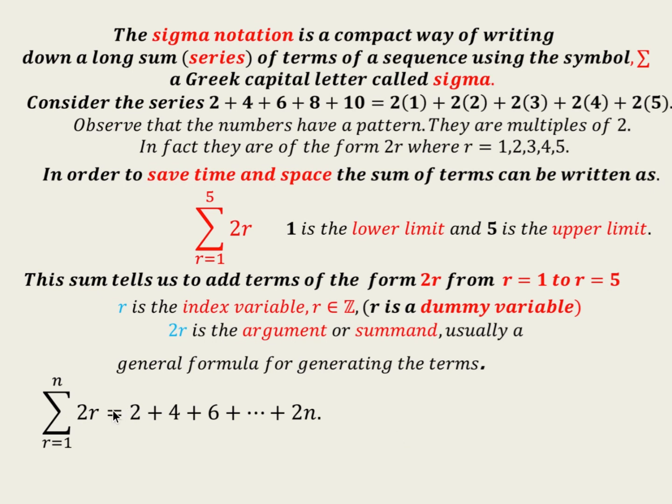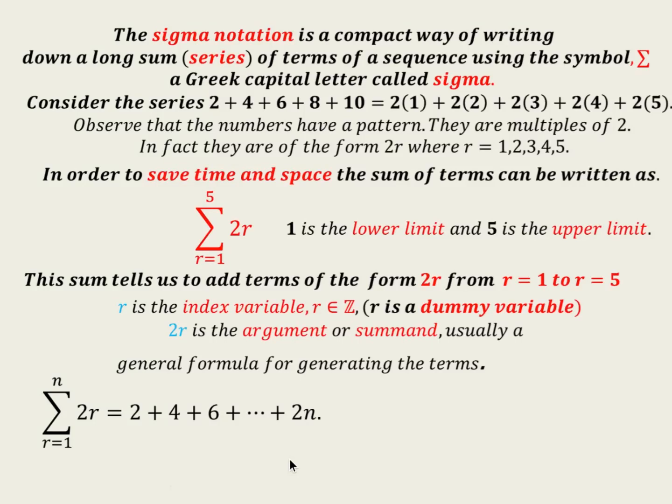Now, there are situations where this series would have continued up to a certain last value, and so we would have summation from r equals 1 to n of 2r equals 2 plus 4 plus 6 plus the other terms and then plus 2n.